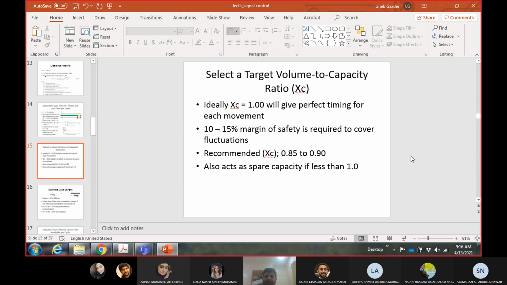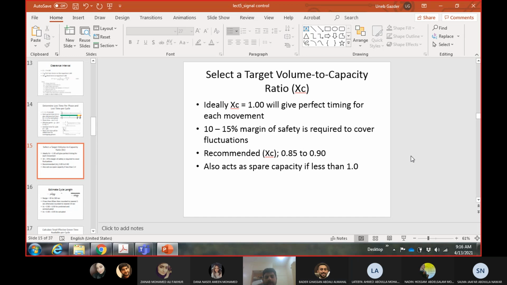Can someone tell me what is the difference between the actual capacity of a lane on the intersection and saturation flow rate? What is the difference between them? Actual capacity and saturation flow rate. What is the difference? The actual capacity is how many vehicles will pass during the effective green time, but the saturation flow rate is the theoretical value. Yeah, good.